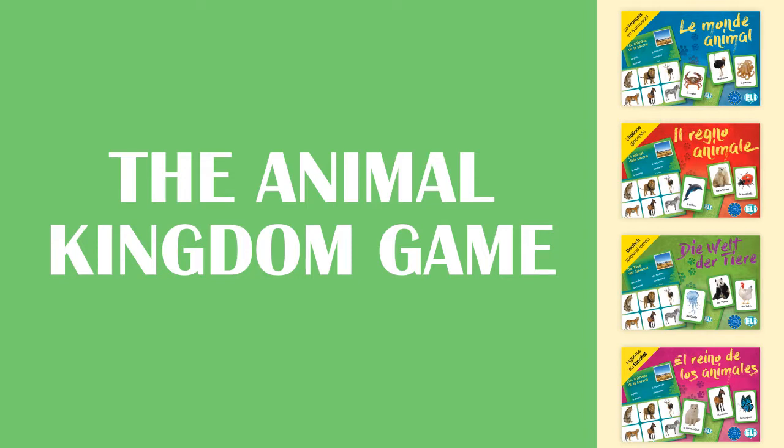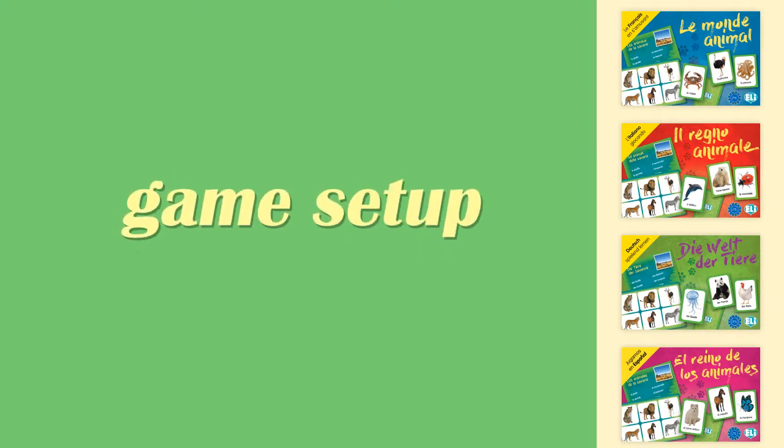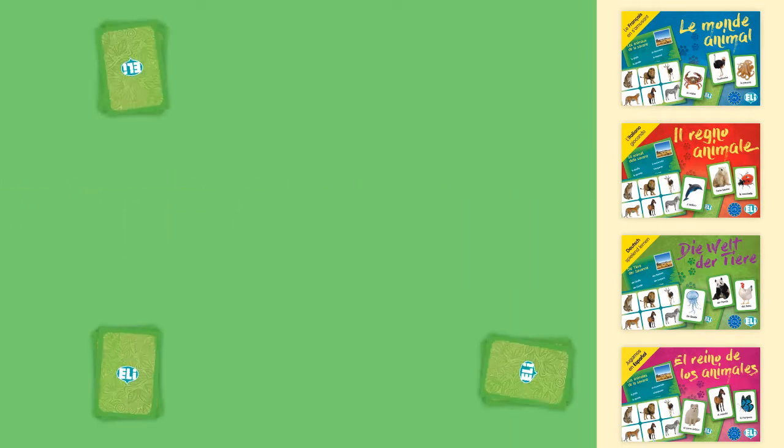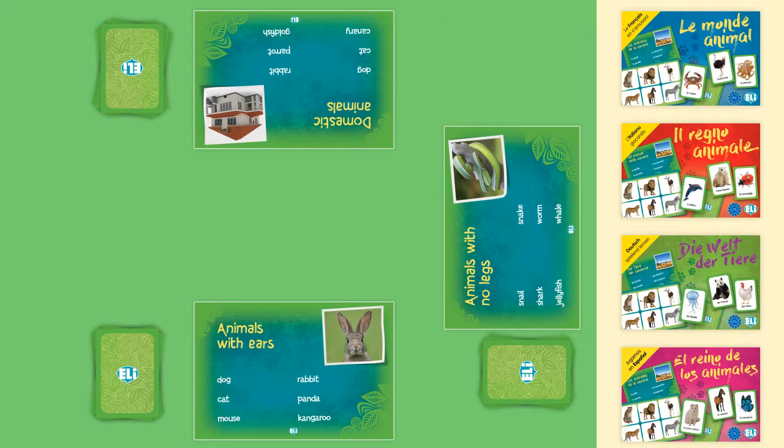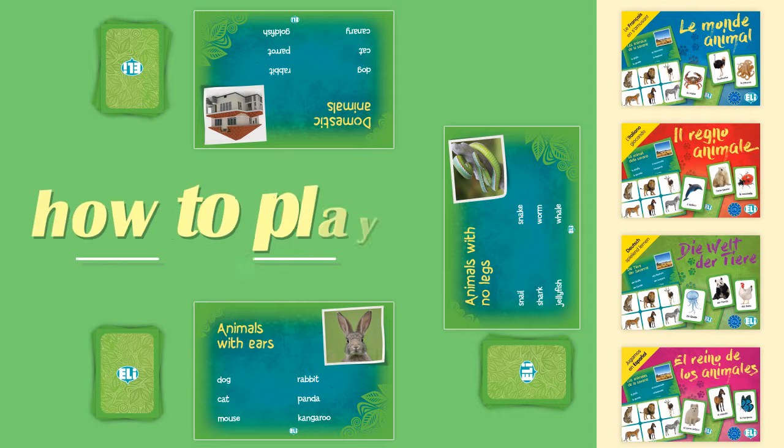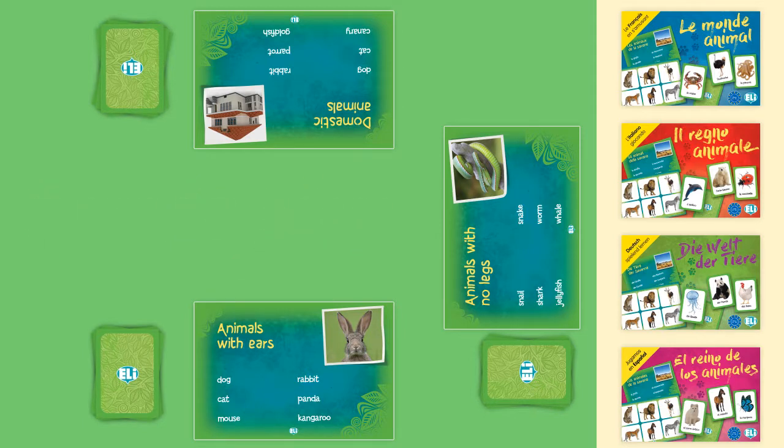Alternatively, you can play in the Animal Kingdom game mode. Deal the photo cards. Each player gets a bingo grid with the list of animals showing. The players have to collect as many animal cards corresponding to the animals appearing on their bingo grids as possible.